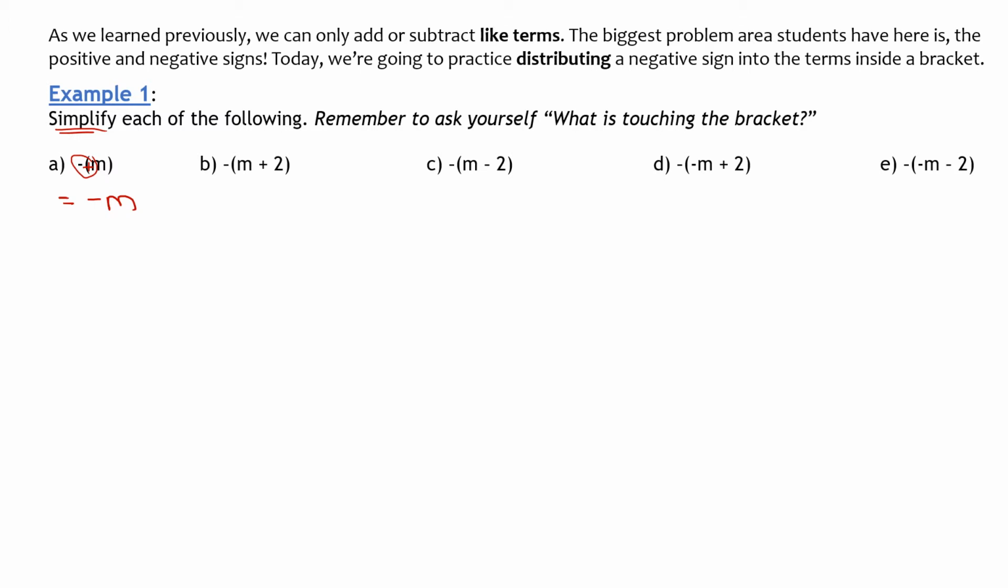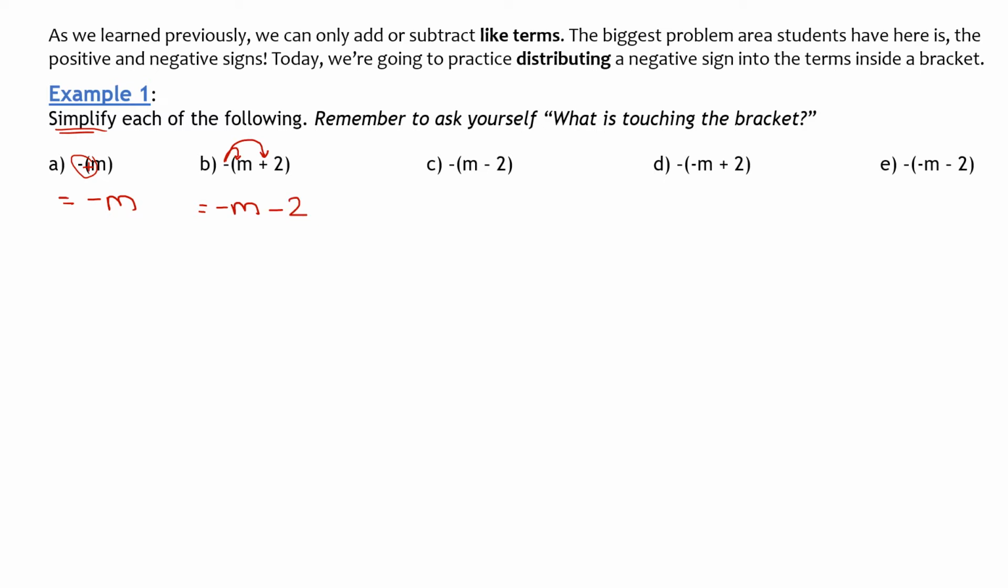Next one is negative, M plus 2. So we've got a binomial in the brackets. This negative sign has to be multiplied into the M. That's a positive M, but I'm going to multiply it by a negative, so it's going to give me a negative M, just like it did in the previous example. But I also have to multiply this sign by this sign. So that positive 2 that was there is now going to become a minus 2, a subtract 2, a negative 2.